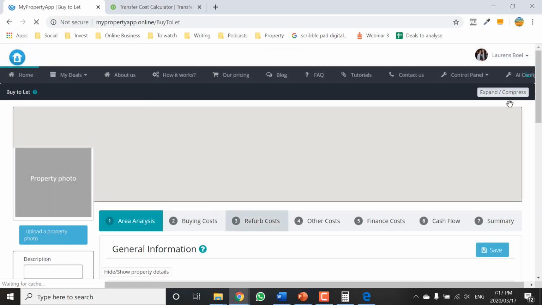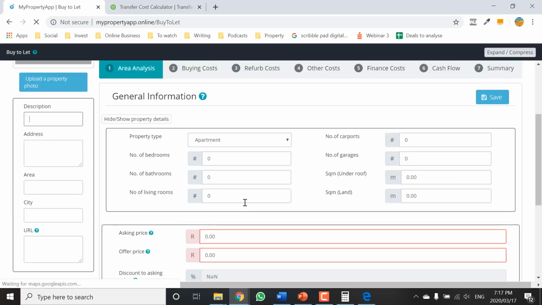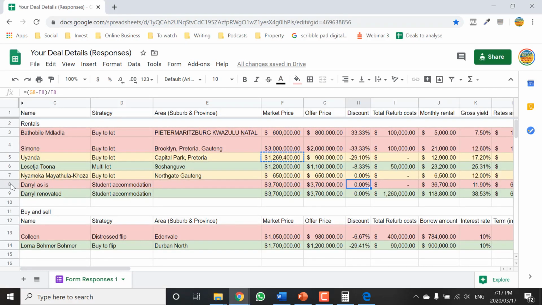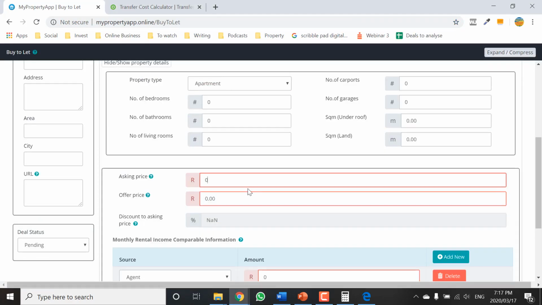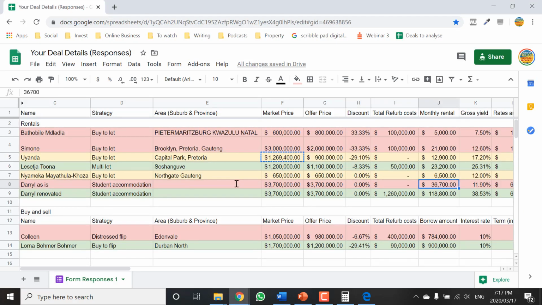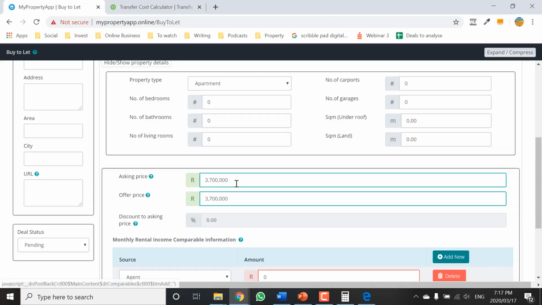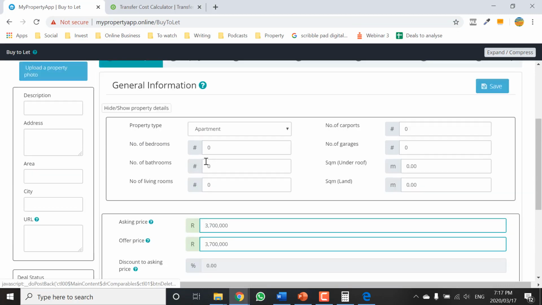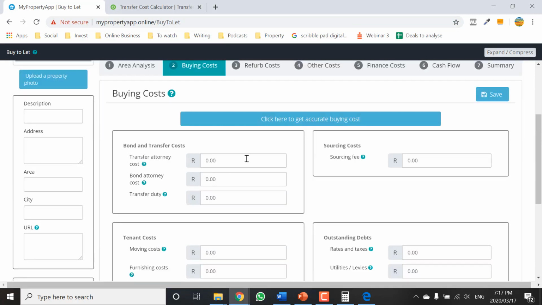Okay, so I'm going back here to our deal analysis. I'm going to add a new deal, and we're going to follow the same process that we did. So the deal here is an asking price of 3.7 million, and again, there's no discount here, so I'm assuming that the owner is not willing to budge. The monthly rental on this deal is 36,700. Okay. Now we go to step 2, which is our buying costs.